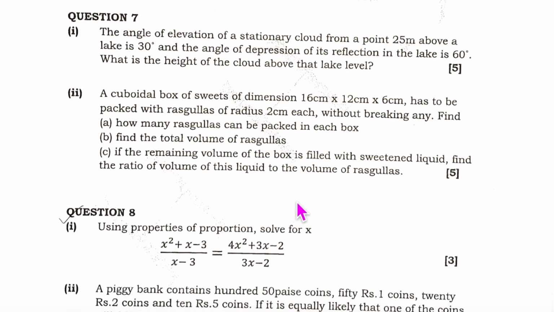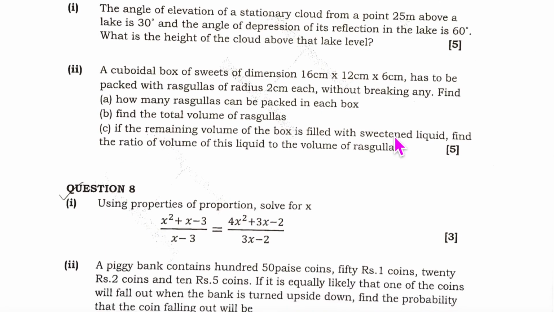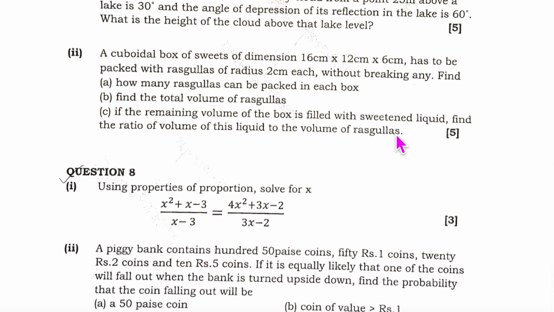Let us look at your question number 7. The angle of elevation of a stationary cloud from a point 25 meter above a lake is 30 degree and the angle of depression of its reflection in the lake is 60 degree. What is the height of the cloud above that lake level? Now this is a solved question in the textbook.